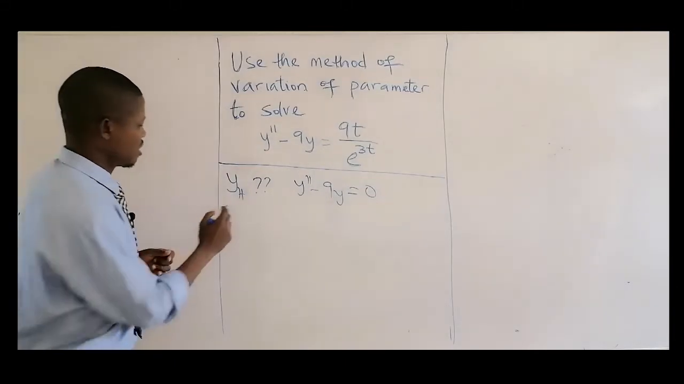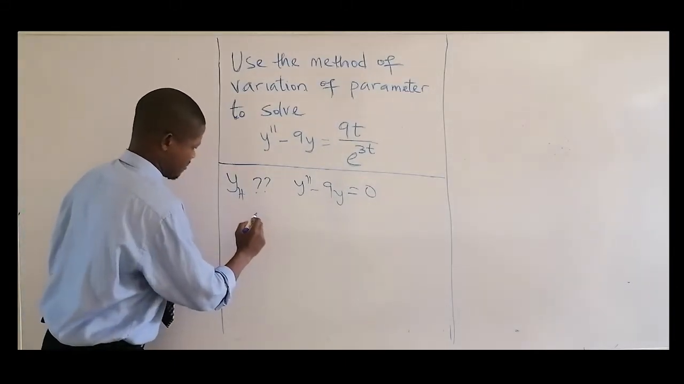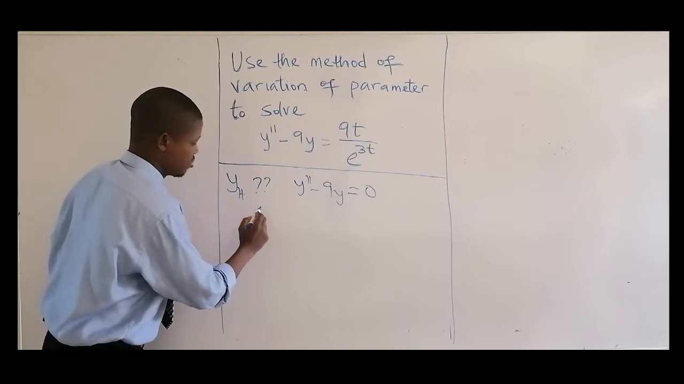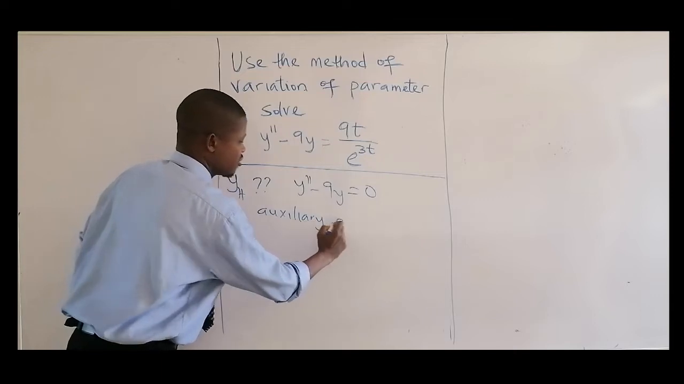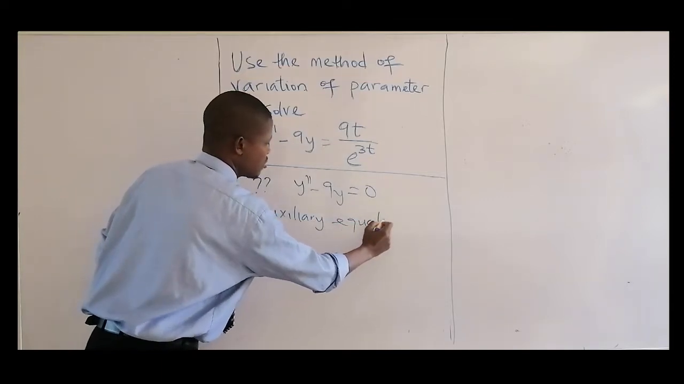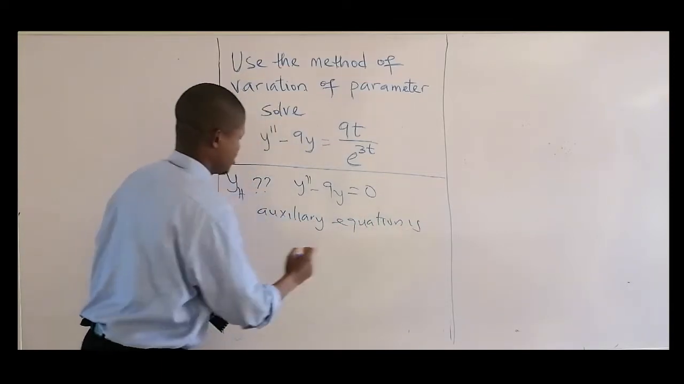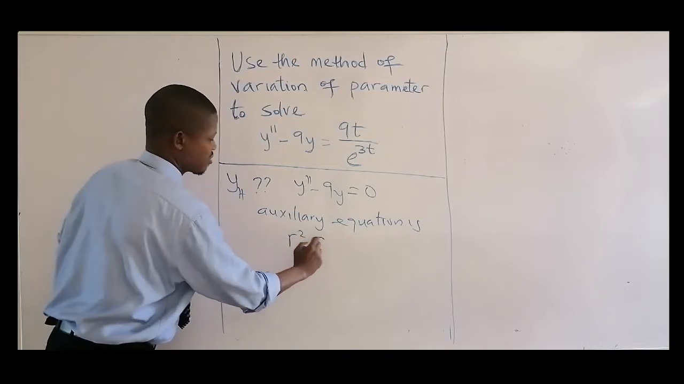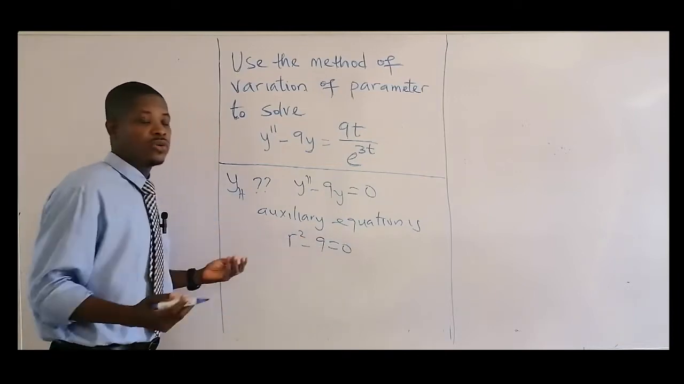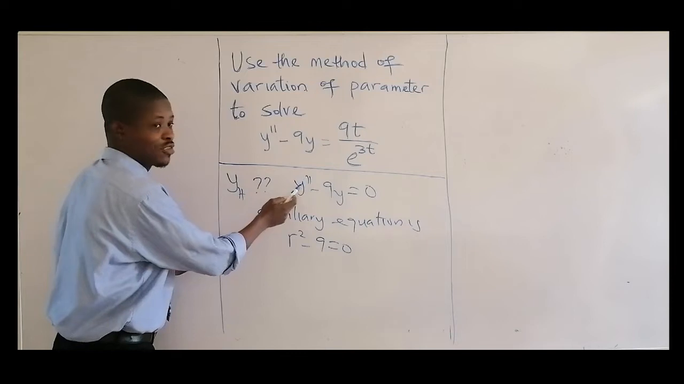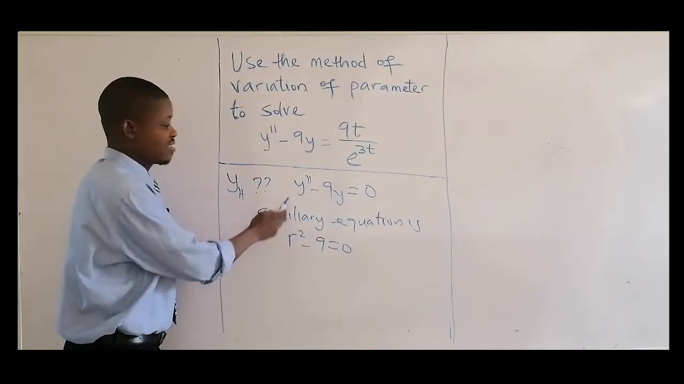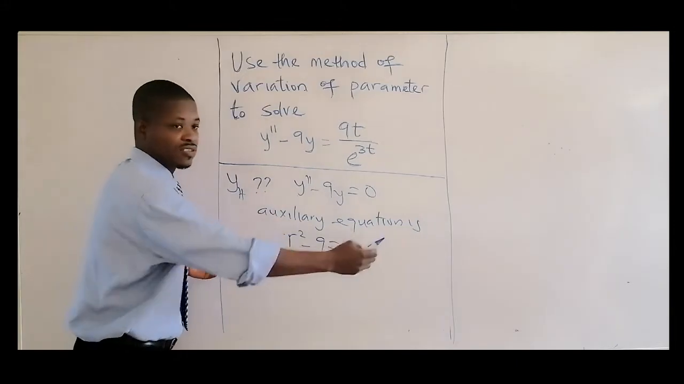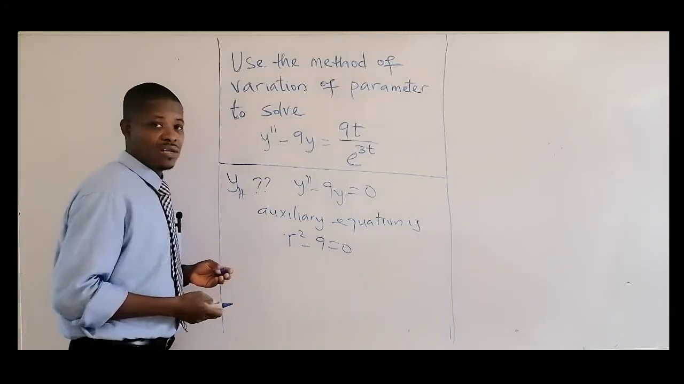And after that, we get the auxiliary equation. The auxiliary equation is r squared minus 9 equal to 0. As we all know, we always use r for the differentiation. If it's second, that will be r squared. If it's a first differential, that will be r.